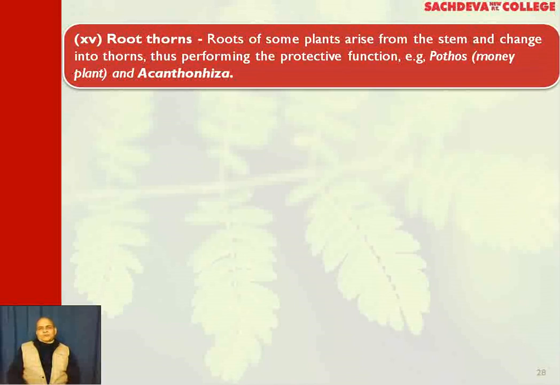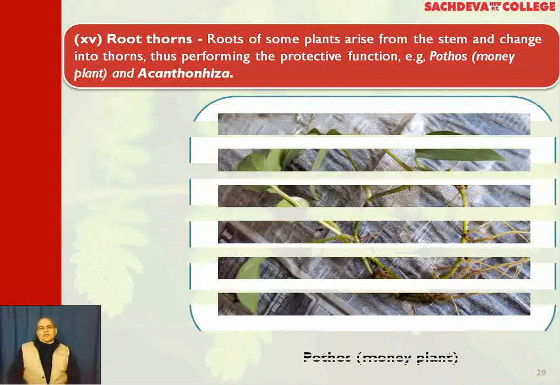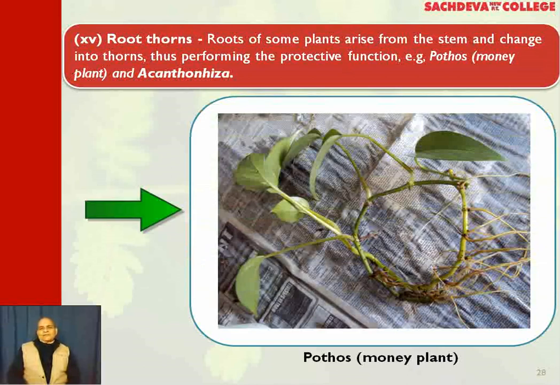Root thorns. Roots of some plants arise from the stem and change into thorns, thus performing the protective function. Examples of the root thorn are Pothos, that is money plant, and Acanthorhiza. Now here you can see this is a money plant with roots that will develop thorns, which help as a defensive organ.